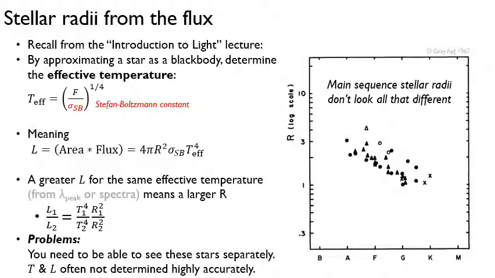Now, there's a couple issues with this method, is that you need to be able to see the stars separately to do this. And the temperature and the luminosity are often not determined that accurately. And the black body approximation isn't always great. It's especially difficult to use when you get these cooler stars that have lots of deep spectral lines. So this particular method has an accuracy of like tens of percent. So it's pretty good, but it's not great.